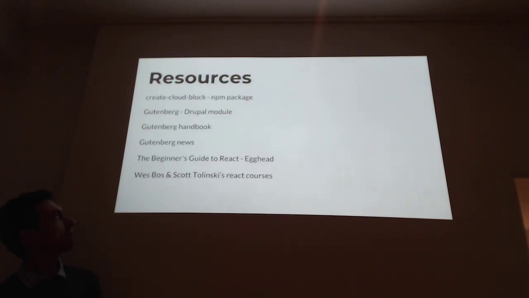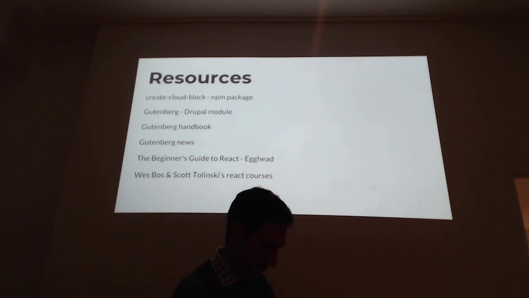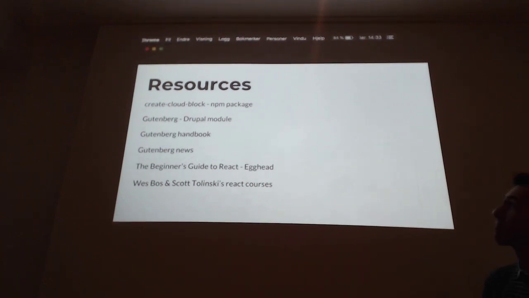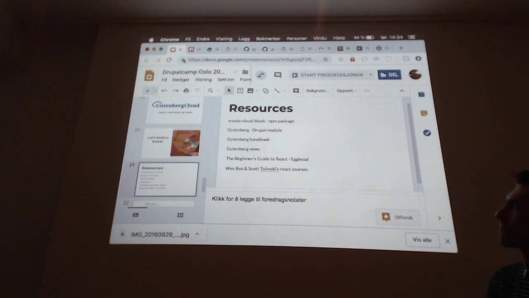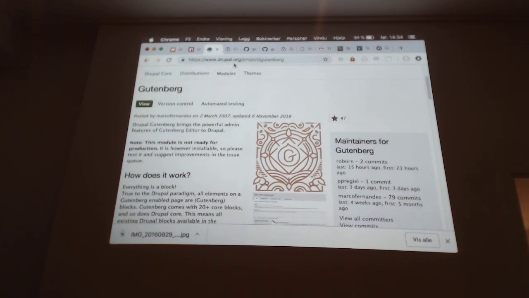I also had some resources. What we talked about is create a cloud block. Maybe I should just show the slides here. On NPM, that's a tool that we use. It's not a part of Drupal. You push to the cloud, and the Gutenberg blocks will be available for both Drupal and WordPress. This is the module itself.